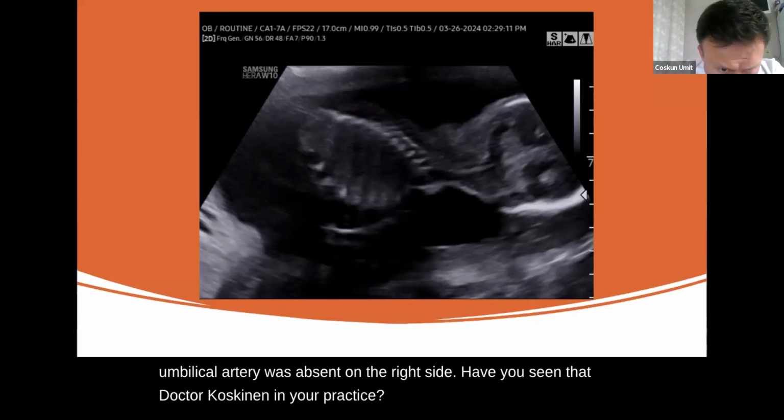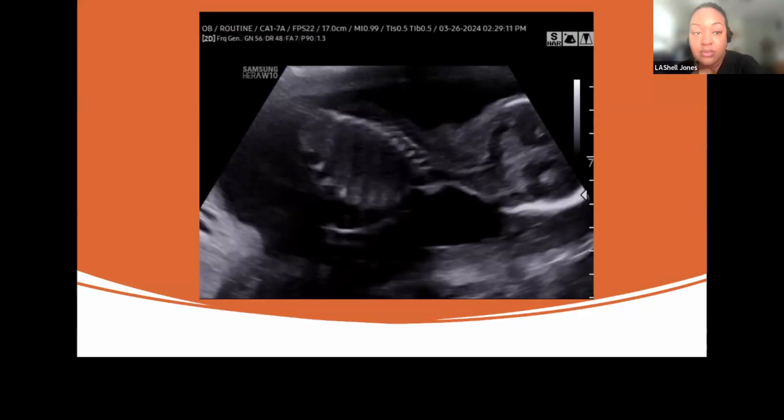Yes, I have seen it in my practice. The question is whether the umbilical artery is absent on the right side or the left side. I think there is no differentiation in pathology. It does not depend on the right or the left side. But as I said before, there are some false positive diagnoses in the first trimester because of the color Doppler settings, so it is better to check it again at 16 and 17 weeks.